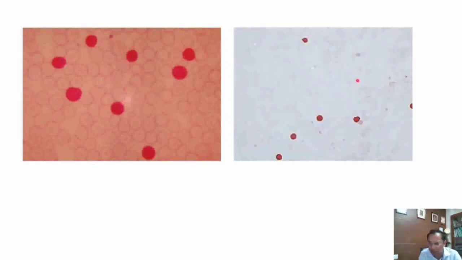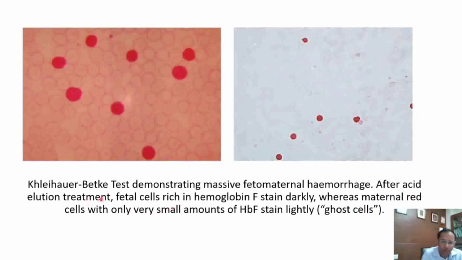So this is how it will look. You can see this bright red color. These are the fetal RBCs, and in the background, the silhouettes that you can see of the RBCs are called ghost cells. Here is another picture of the same. So the KB test here demonstrates massive fetomaternal hemorrhage after acid elution treatment. Fetal cells rich in HbF stain darkly, whereas mother cells or HbA cells are like ghost cells.